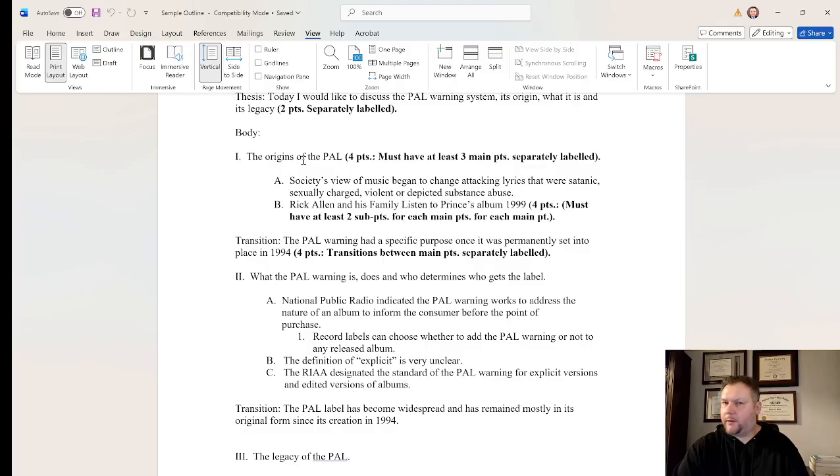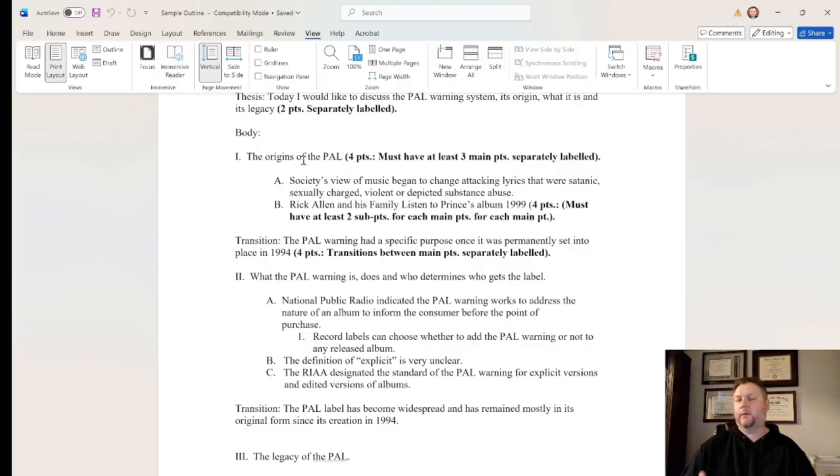Well, the problem is that you're not really talking about the origins of the labeling system, because we don't have a music labeling system just because of Prince's album 1999, right? You're only giving one example, so you're not really covering the topic. If you only talk about Prince's album 1999, your main point is no longer the history of the labeling system, like how did this start? Your main point is how the album 1999 played a role, because that's all you talk about.